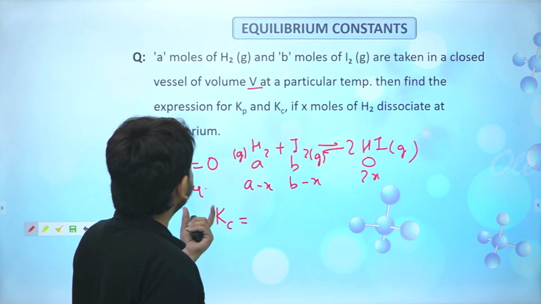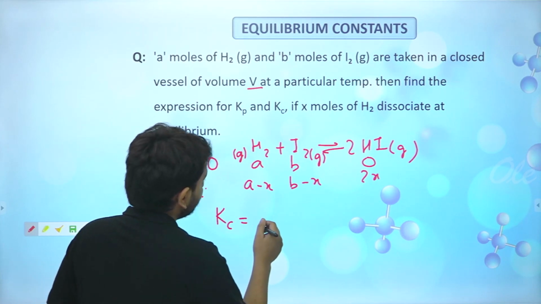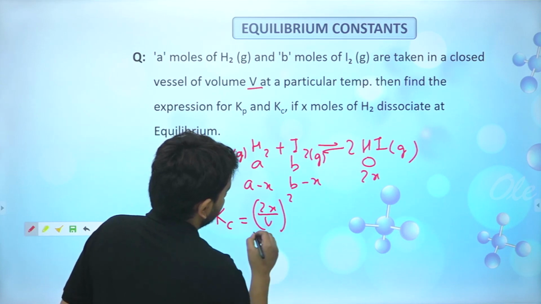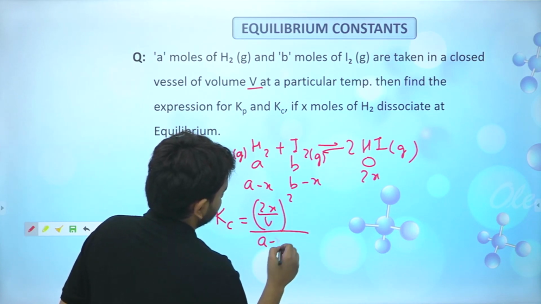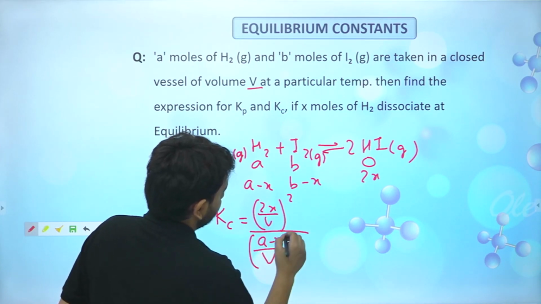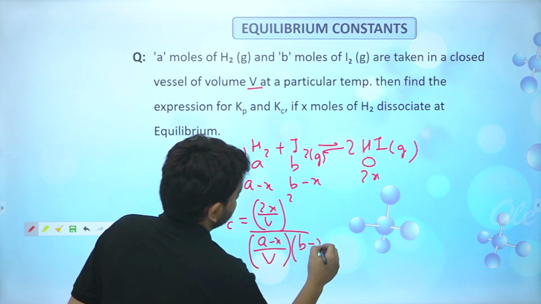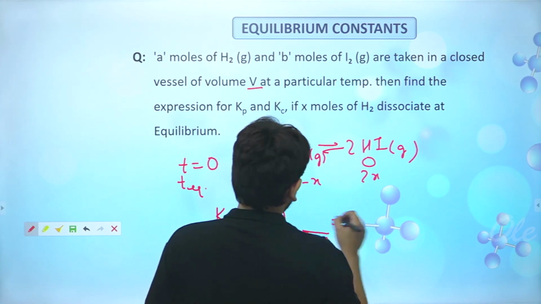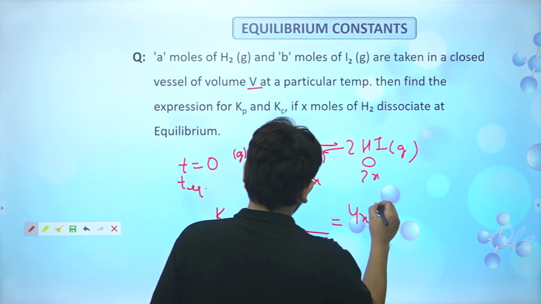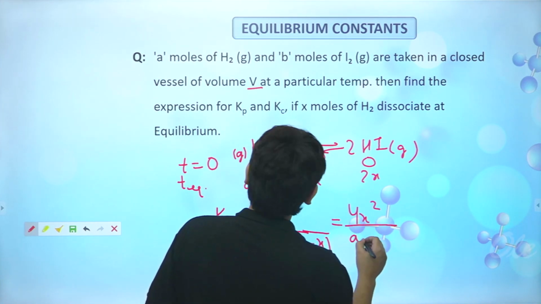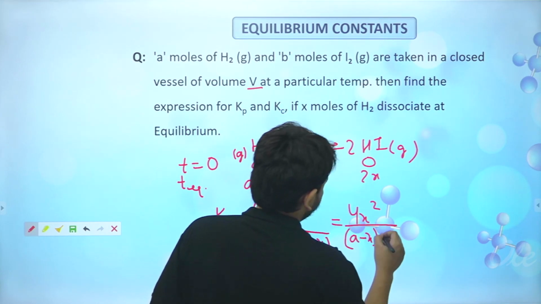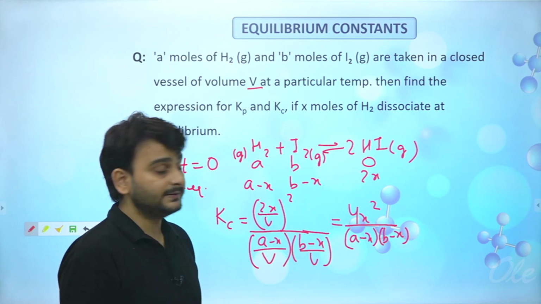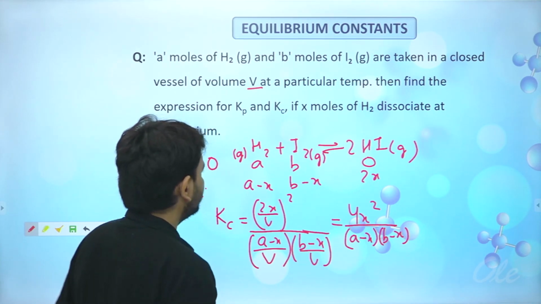So Kc would simply be defined as 2x by V whole squared over A minus x by V into B minus x by V. And what this simplifies into is 4x squared over A minus x into B minus x, because you can do the calculations, all the V's will get cancelled. So this is what we get for Kc.